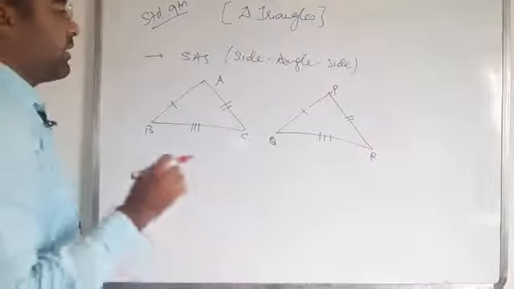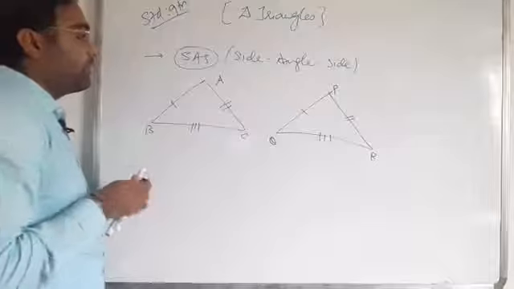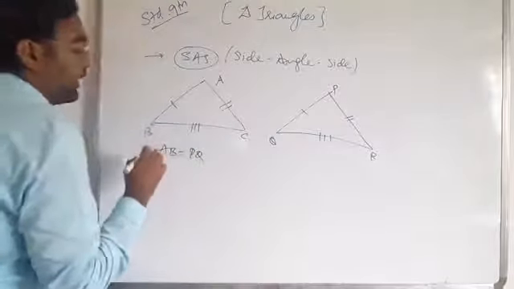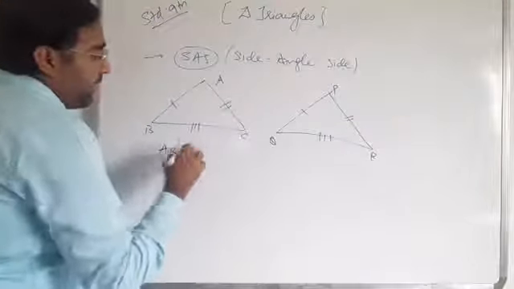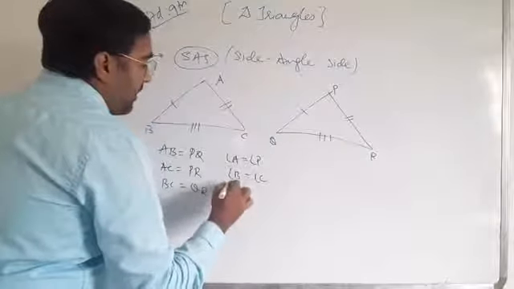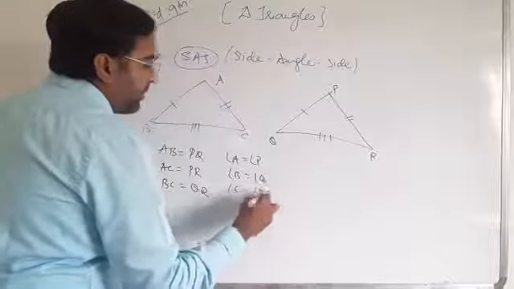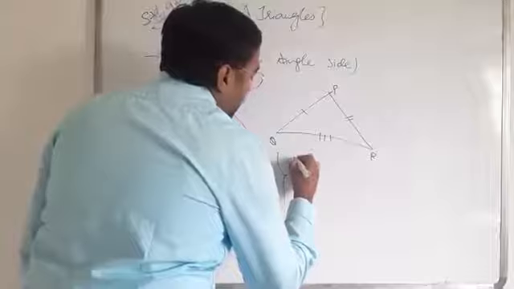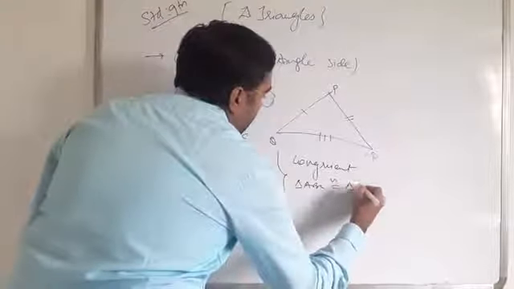Now for side angle side, we have seen that for congruent parts all sides and all angles are equal: AB is equal to PQ, AC is equal to PR and BC is equal to QR, and angle A is equal to angle P, angle B is equal to angle Q, and angle C is equal to angle R. By the definition of congruent, triangle ABC is congruent to triangle PQR.